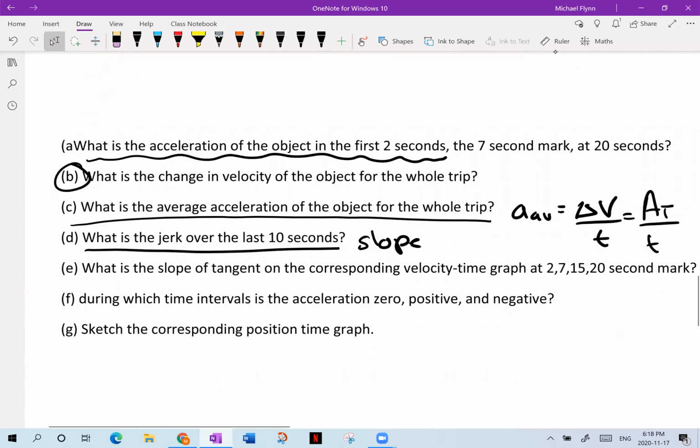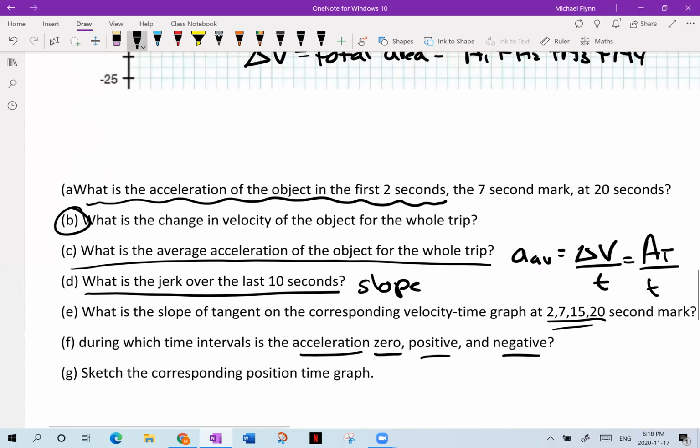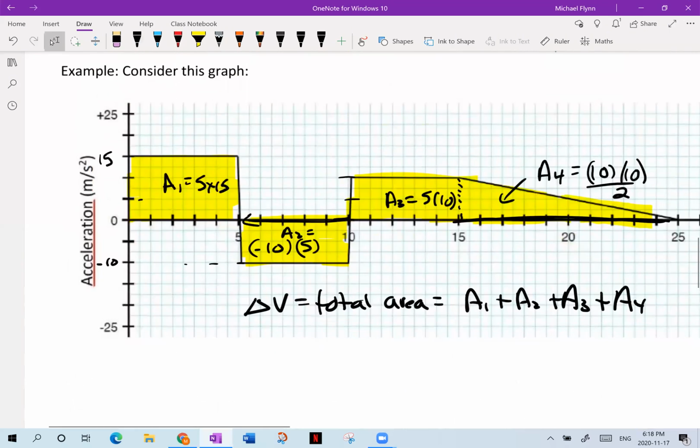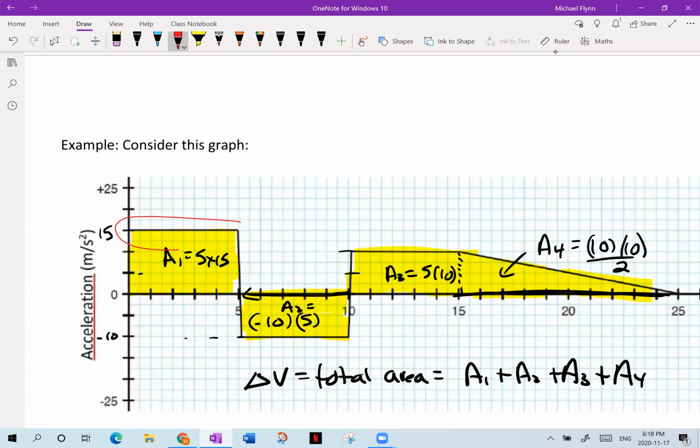Slope of tangent, you would just read off, like we talked about today, so I'm going to let you try that. Next, how can you tell if the acceleration is 0, positive, and negative? Well, the value on the line itself tells you the acceleration. So let me just circle in red for you. Here, the acceleration is 15, well, that's positive. Here it's positive, and here it's positive. So in those 3 areas, it's positive.